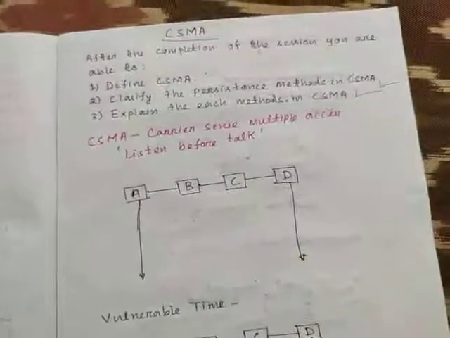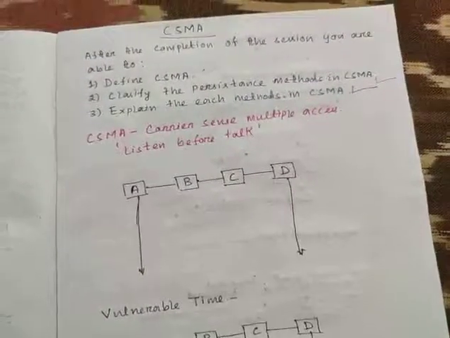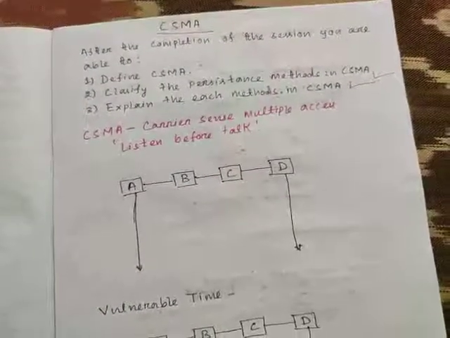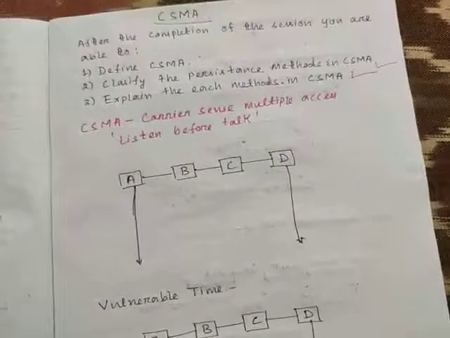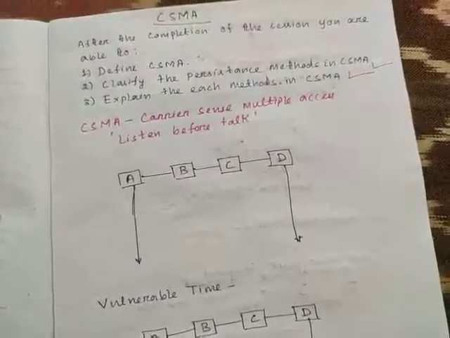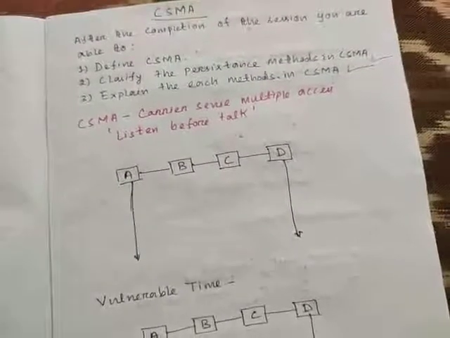In this technique, the station senses the medium before trying to use it. That means it senses to find out whether the medium is free or busy. If it is free, then the station sends the data, and if it is busy, then it waits for some time.